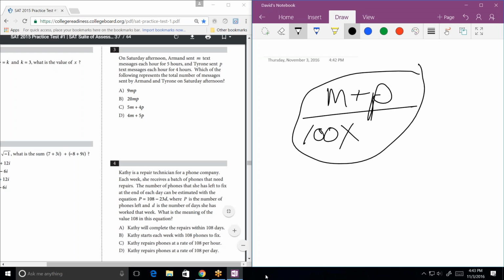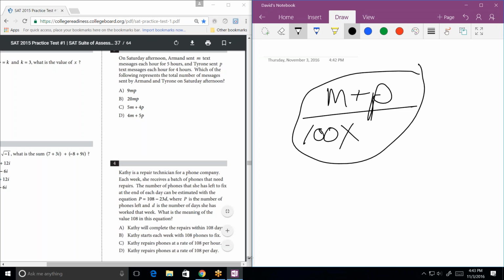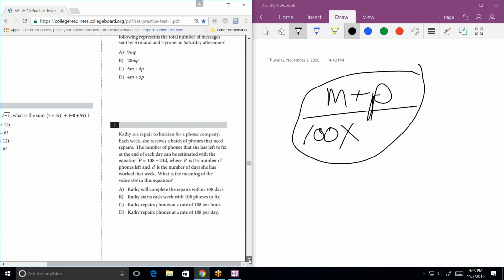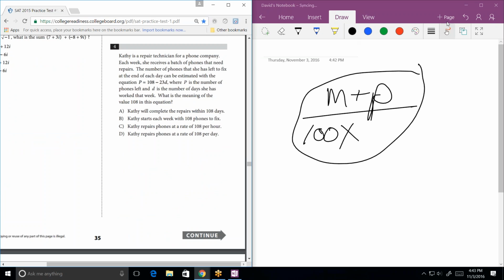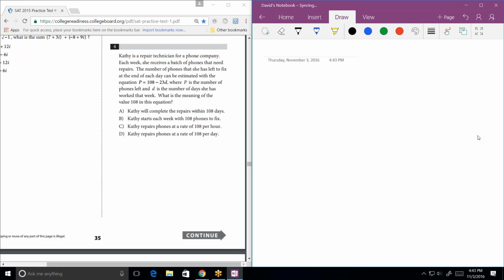Okay. All right, let's go down to number 4. Kathy is a repair technician for a phone company. Each week she receives a batch of phones that need repairs. The number of phones she has left to fix is given by the equation P equals 108 minus 23D, where P is the number of phones left and D is the number of days she has worked. What is the meaning of 108 in this equation?